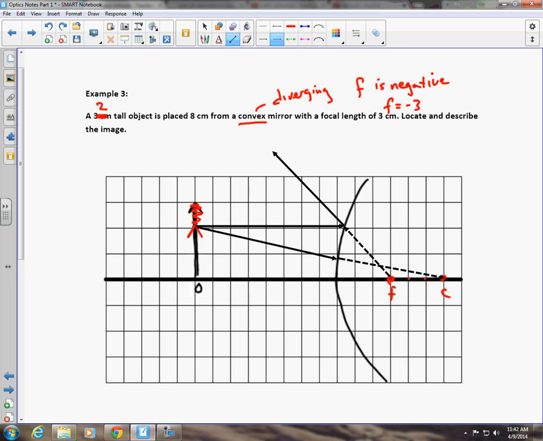So they're meeting way back here. So I'll draw my little arrow pointing upward, away from the axis, and there's my image. So the image is small, upright, and virtual. And just like for diverging lenses, I always got small, upright, and virtual. For diverging mirrors, I will always get small, upright, and virtual.